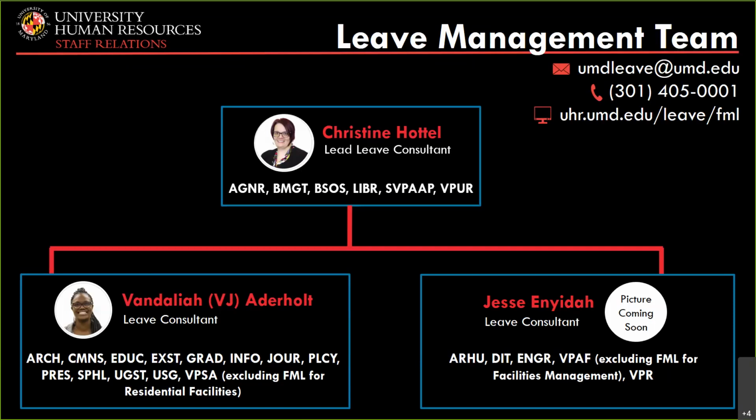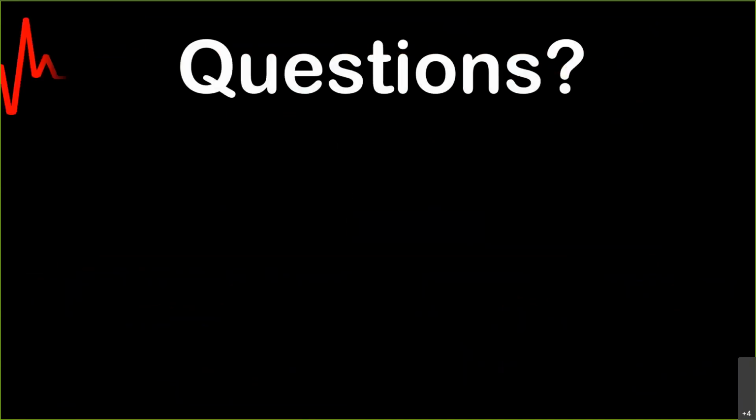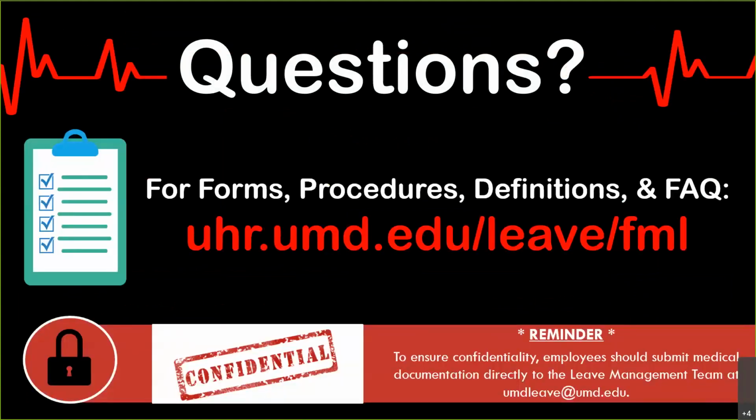We all have access to that UMD leave shared email. That phone number, 301-405-0001, is our main line. So if you left a message, it could be forwarded to us. And again, if any of us are out, we have the shared email and the common line so that we can step in as needed if someone has a question. So that is pretty much the end of the presentation.